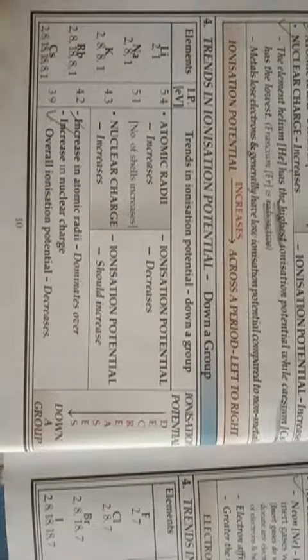Okay, so two factors are working for ionization potential, and the effects of these two factors are opposite to each other. Atomic radii is increasing, nuclear charge is also increasing. So the increase in atomic radii is the dominating factor, and that is why overall ionization potential decreases in the group.